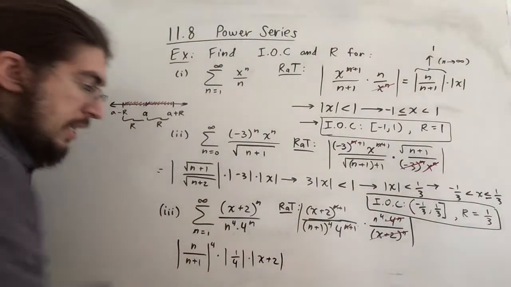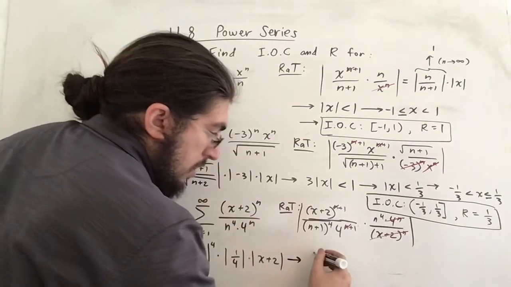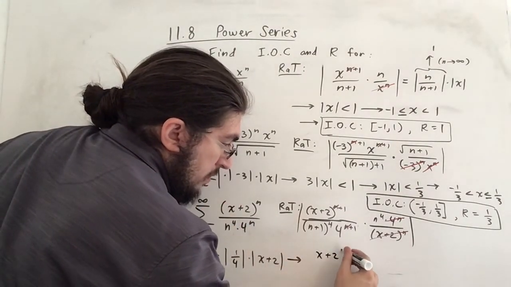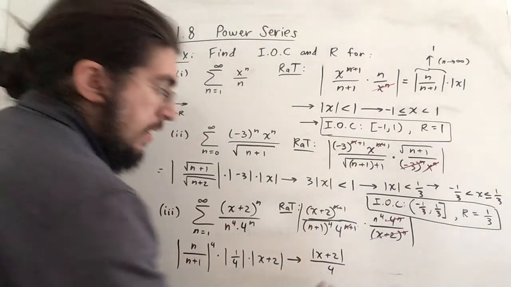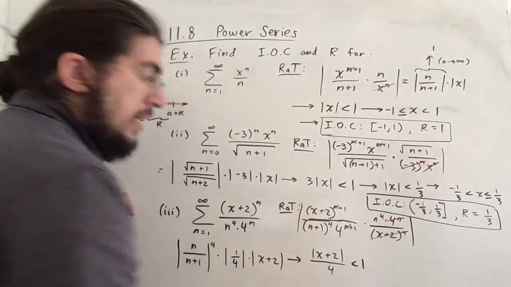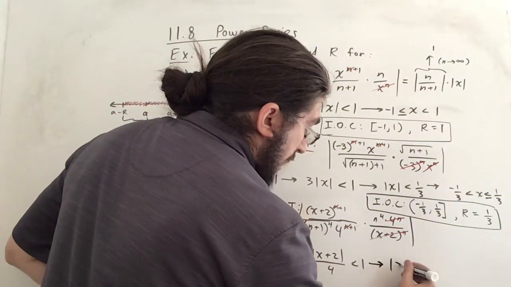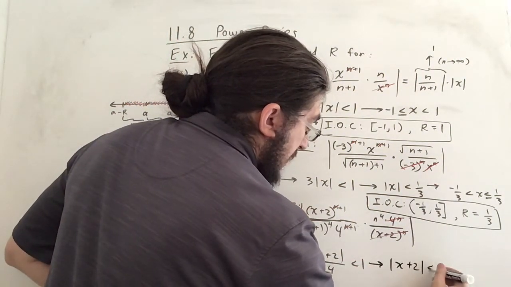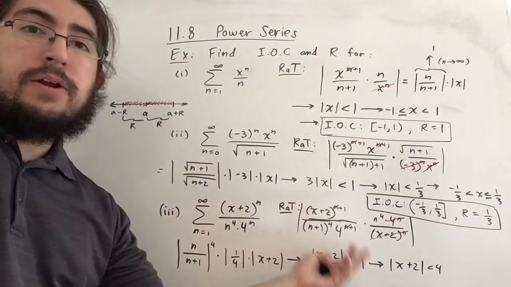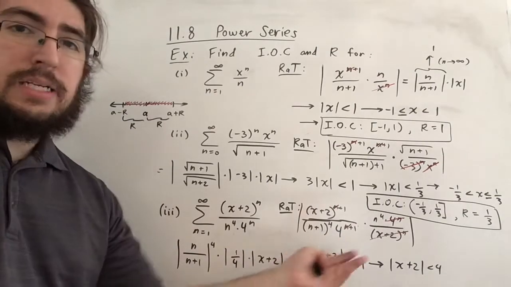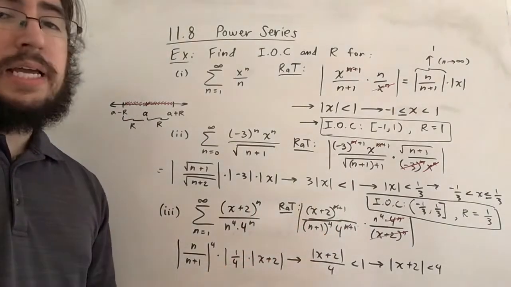Perfect. Now in the limit, this expression here involving n's goes to 1. So we're really left with x plus 2 in absolute value over 4. Because of course absolute value of 1/4 is just 1/4. And we want to force convergence, so I want this to be less than 1 for convergence. Multiplying by 4 gives us the following. It gives us the absolute value of x plus 2 is less than 4. Great. So what this really says is that our center is -2, which we kind of knew already because it's x minus -2 really. And it's less than our radius of convergence r, which in this case is 4.